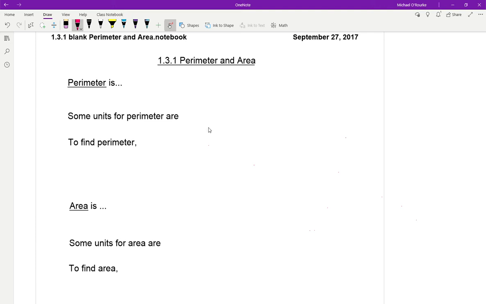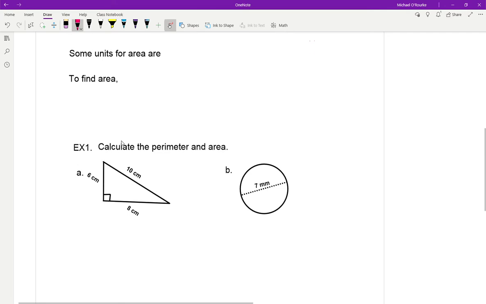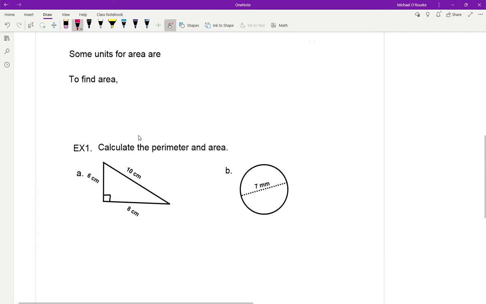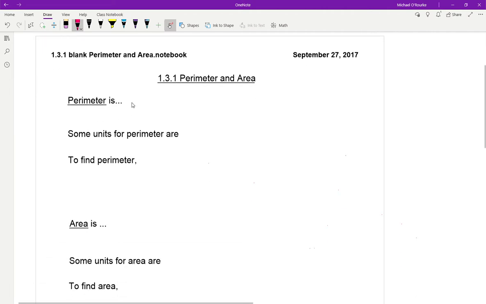Okay, I'm going to do a quick little note here on perimeter and area, just in case you are not able to join us in class. You just want to review what we did. Quite easily, we're going to go over a couple of definitions first. Then we're going to do a couple of examples for you here.